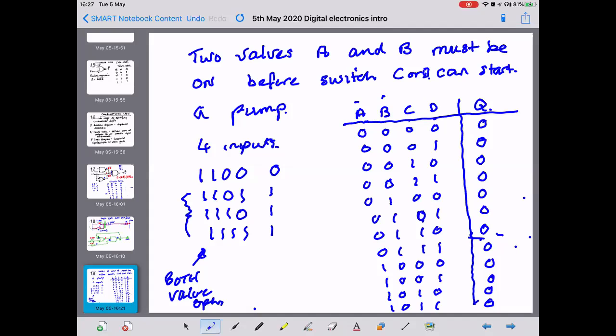Want to have a go at that? 10 minutes? Can give it a try. Good. I'll pause the video. Have a go, 10 minutes. See if you can come up with the logic gates that will do that function.